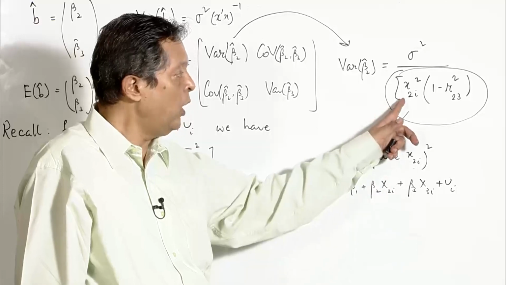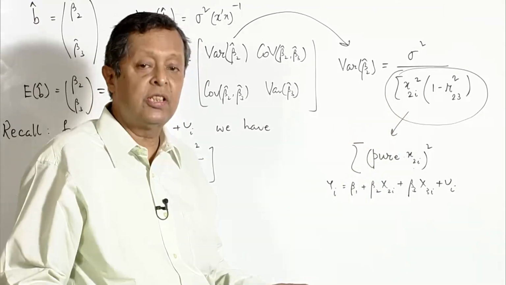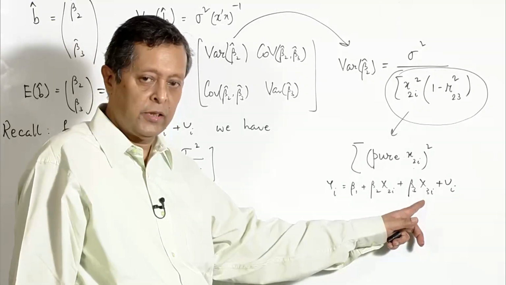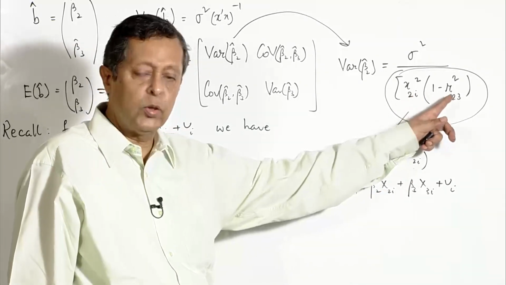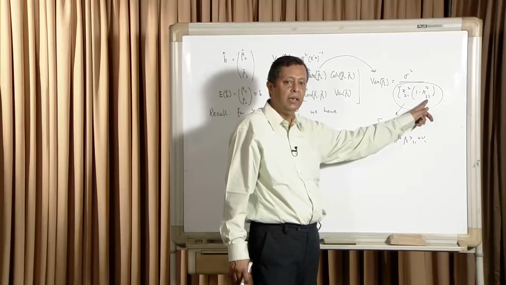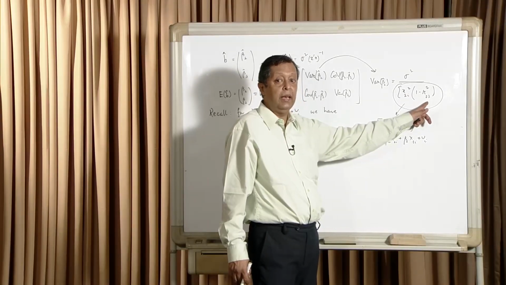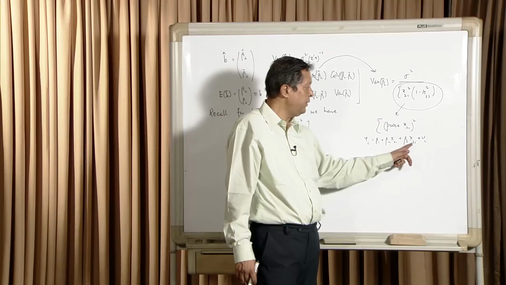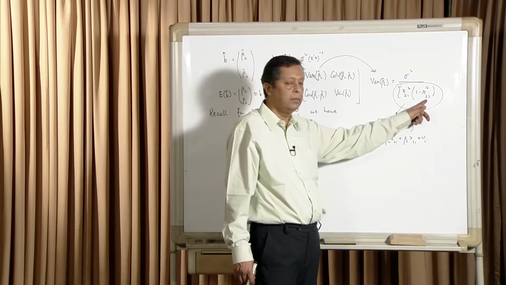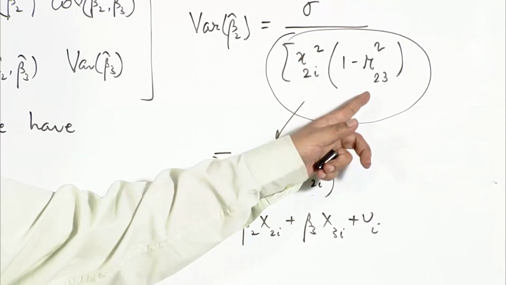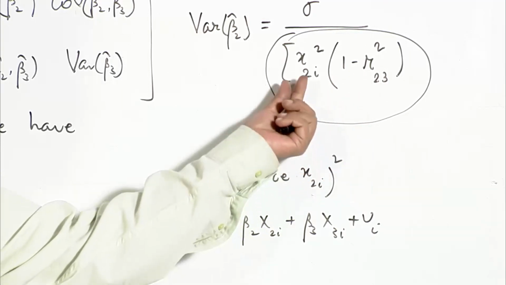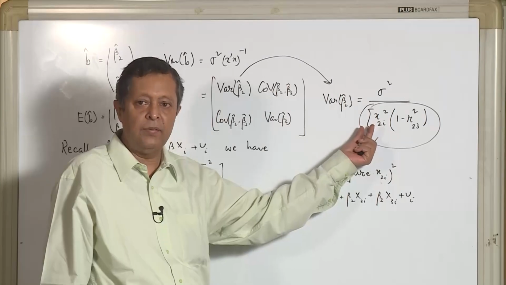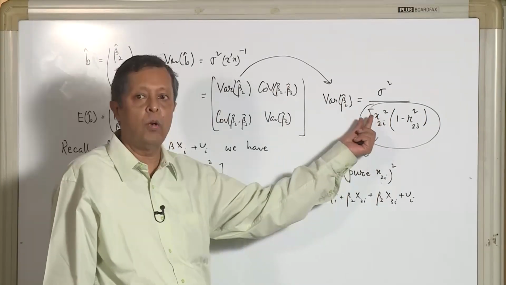So, it is small x 2i square, cleansed, purified of the effect of x 3i. The association between x 2 and x 3 is given by the correlation between x 2 and x 3. So, 1 minus the square of that correlation means we have purged or cleansed x 2 of the effects of x 3. That means we have removed the effect of x 3 from x 2.